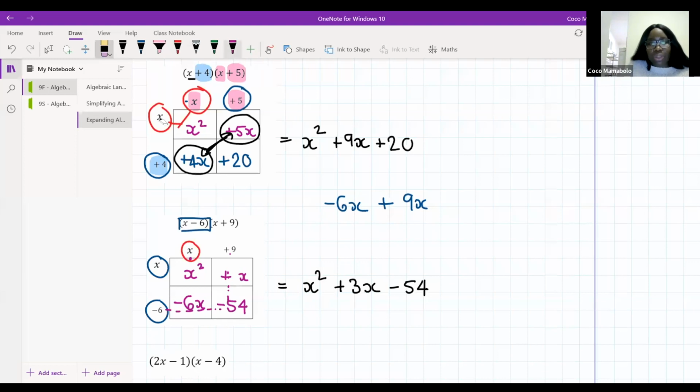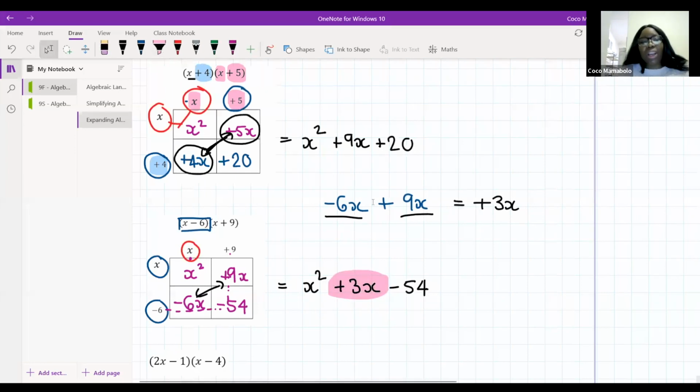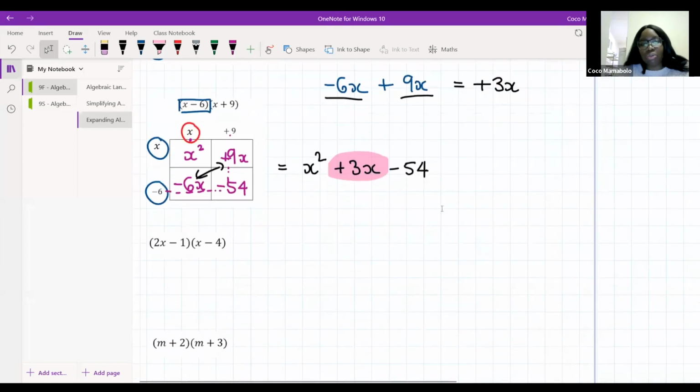And that's where we get those. Now I'm automatically going to see here that my diagonals, those two, are the same. So I then need to look at -6x plus 9x, which would give us positive 3x. And that's where we get this middle term. All right, we're going to try another one. I want everyone to try it on their own.